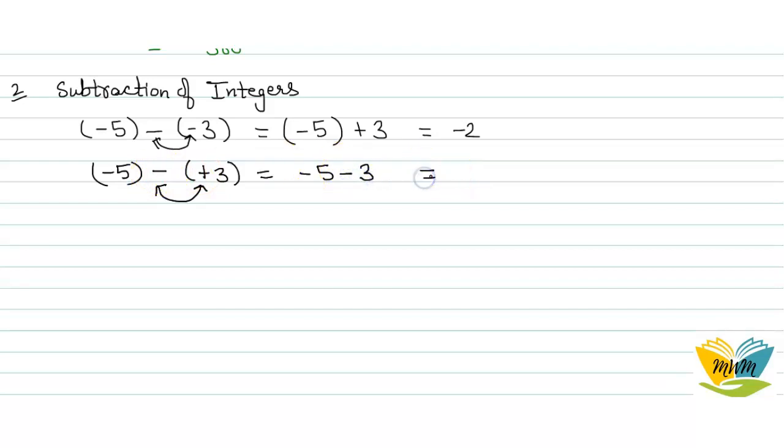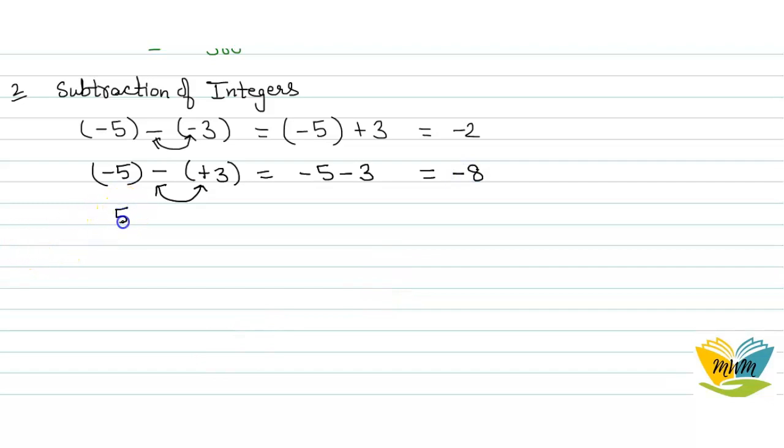Now minus 5 and minus 3. Minus and minus, we will add these two numbers and minus minus become plus, which is 8, and digit 5 is greater, so we will put minus sign with 8.